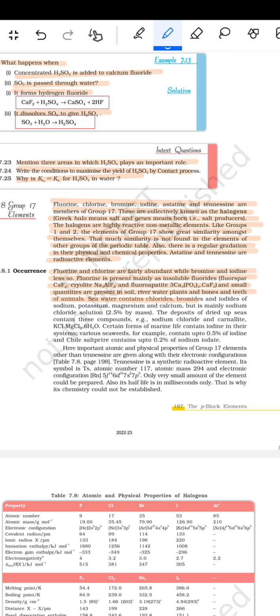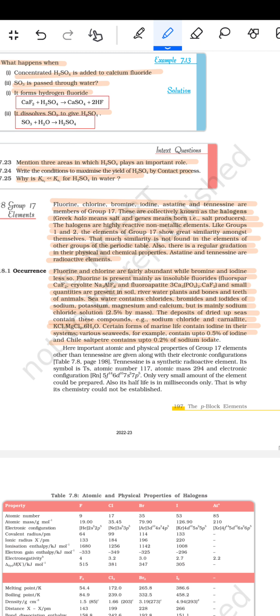Sea water contains chlorides, bromides, and iodides of sodium, potassium, magnesium, and calcium, but is mainly sodium chloride solution, 2.5% by mass. The deposits of dried-up seas contain these compounds: sodium chloride and carnallite, KCl.MgCl2.6H2O. Certain forms of marine life contain iodine in their systems. Various seaweeds, for example, contain up to 0.5% iodine, and Chile saltpetre contains up to 0.2% of sodium iodate.